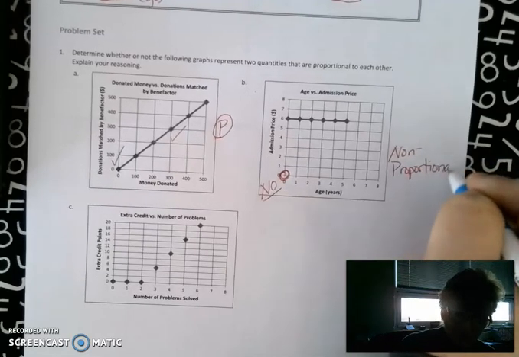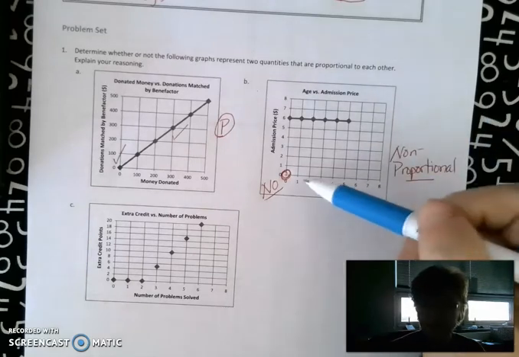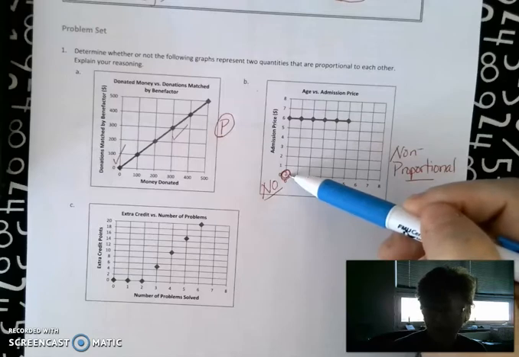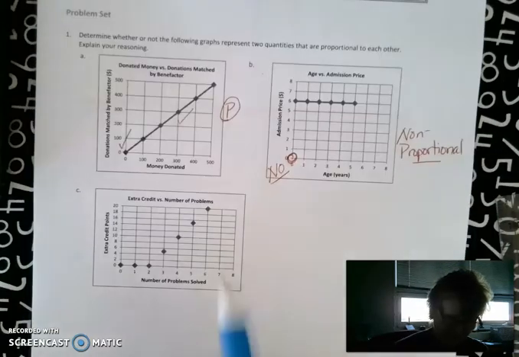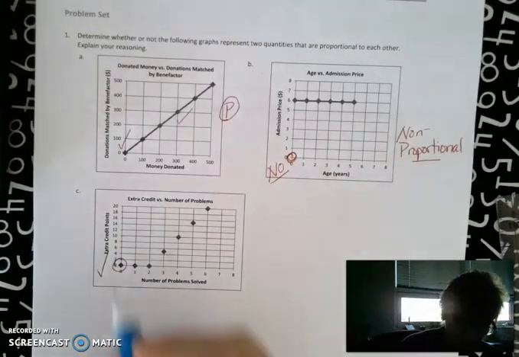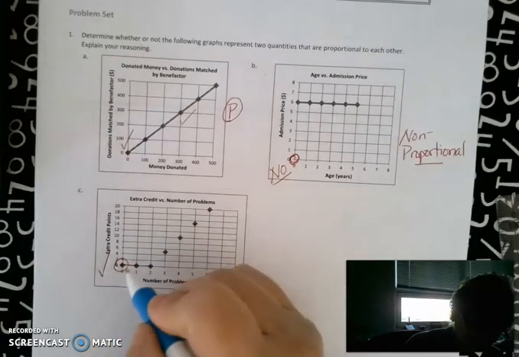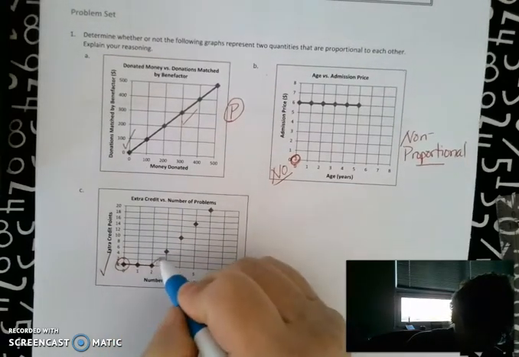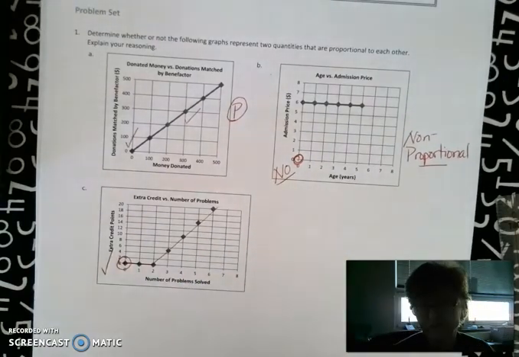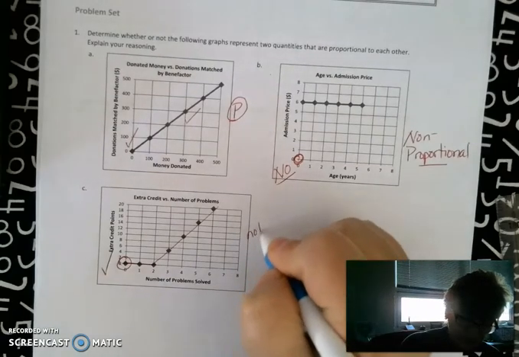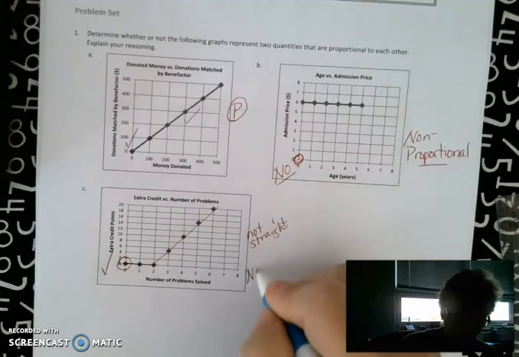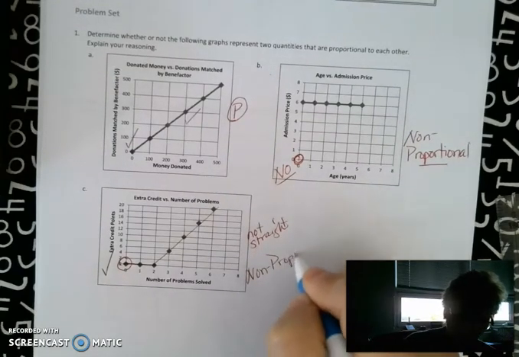I understand that there is a straight line, but remember it has to meet both of the characteristics, and it does not meet passing through the origin. Okay. This one passes through the origin, so that's good. But if we connect, and as you look, it is not a straight line. There's parts that are straight, but the entire graph must be a straight line, so it's not straight. So it is non-proportional.